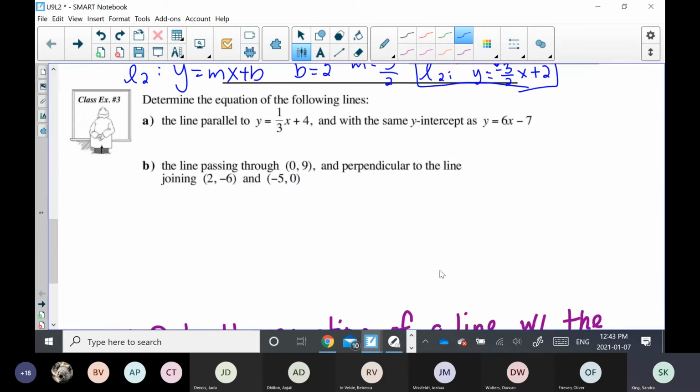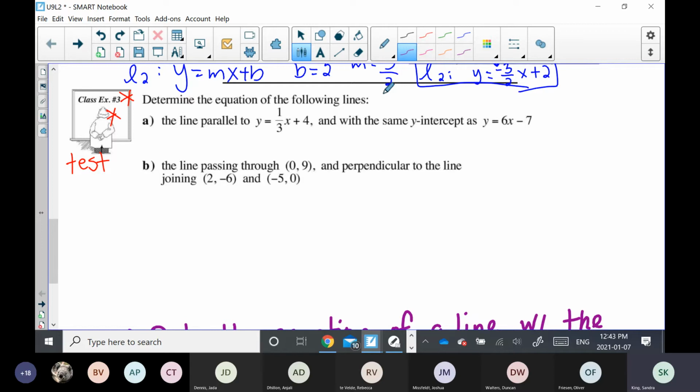Okay, class example number 3. Determine the equation of the following lines. So this class example, this is closest to what you're going to be doing on a test. So I always tell students to star this. And this is a really good test question because this is going to show me if you understand this stuff.